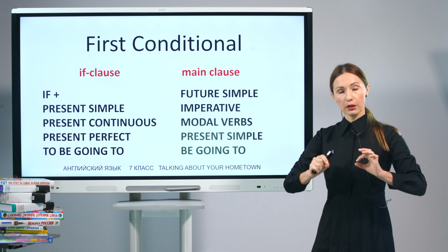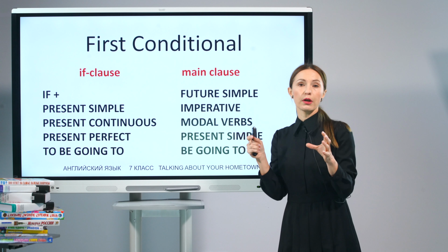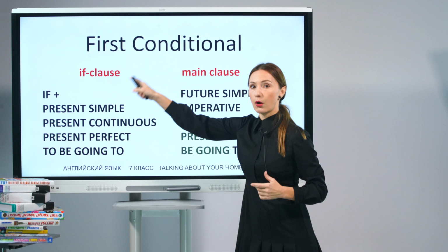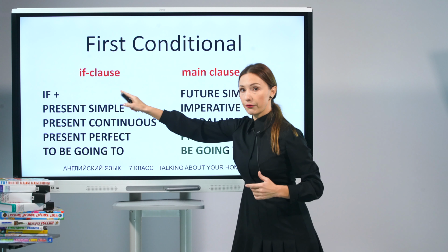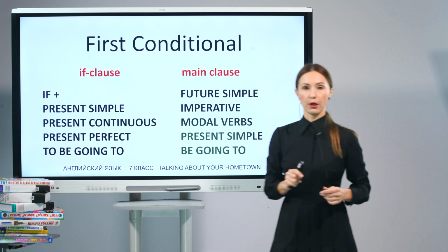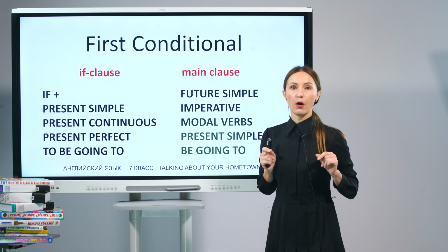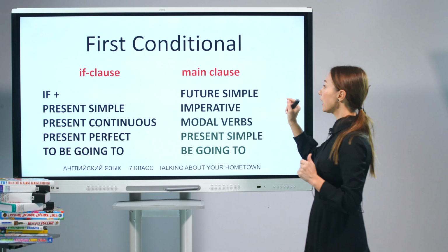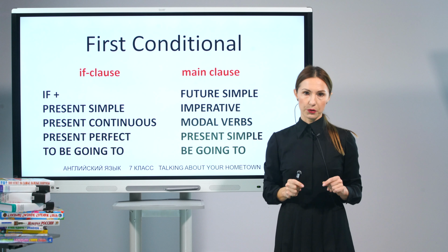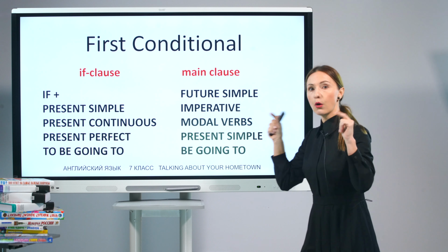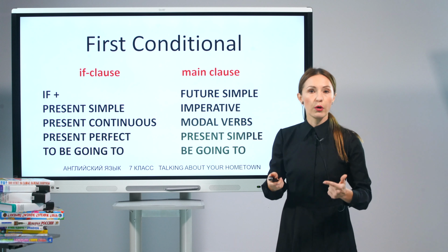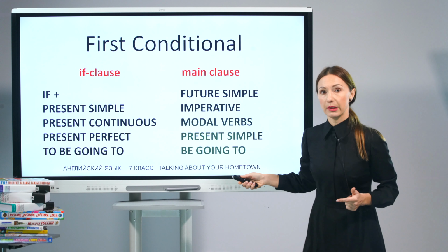And we'll summarize just a bit. So, first conditional. We are talking about something in future. It will happen in future. So, in the first part of our sentence, after if, we can use present simple, present continuous, present perfect, and to be going to. And in the main part of our sentence, the main clause, we can use future simple, imperative, modal verbs, present simple, and to be going to. Okay? Before, we had all our examples with future simple. Now, we will have more examples with all these possibilities.